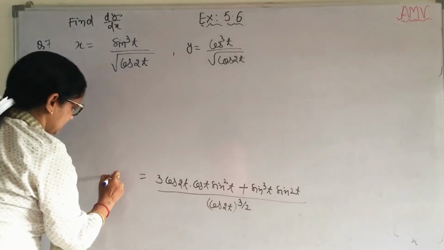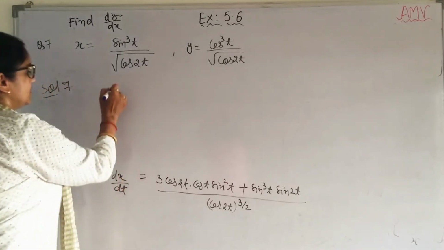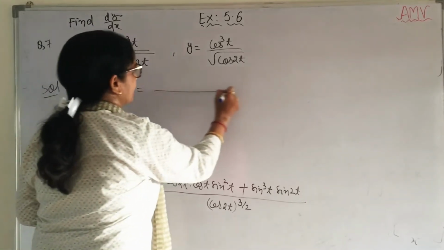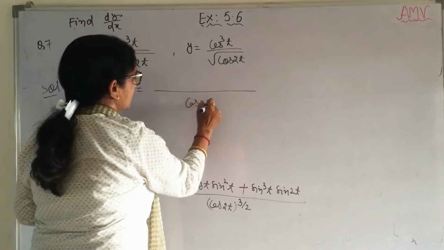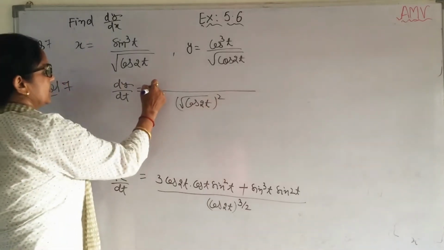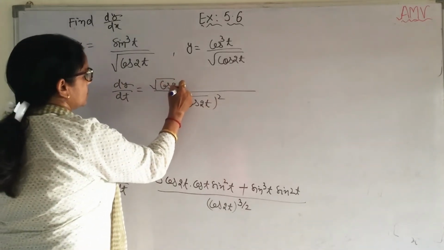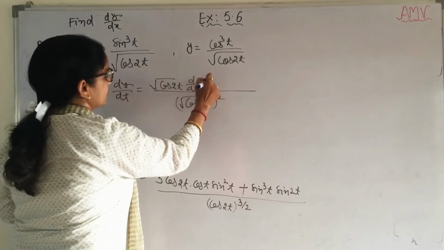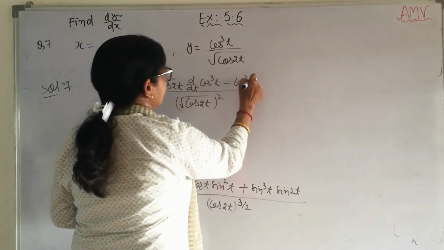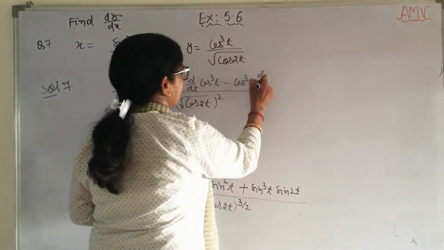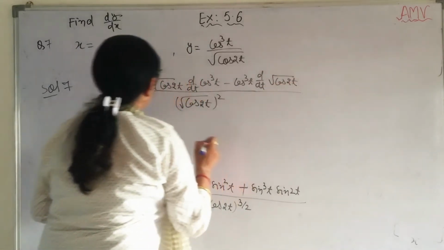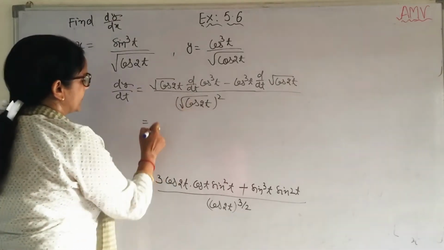And it is dx by dt. So dy by dt, it is cos 2t, square root and square. Apply the division rule here. It is under root cos 2t, derivative of cos cube t, then minus cos cube t as it is, and derivative of under root cos 2t. Okay, and now find the derivative.